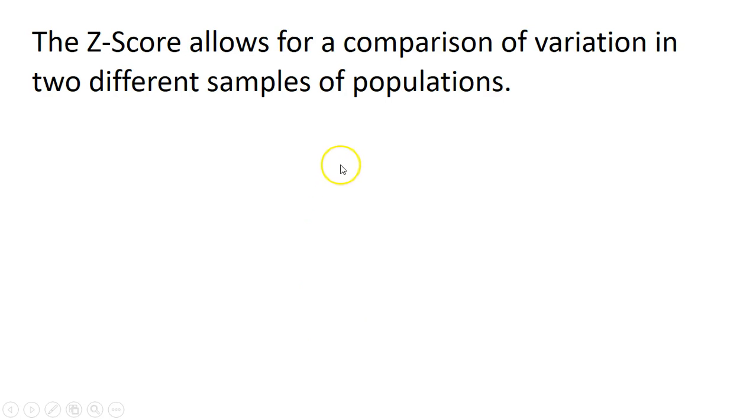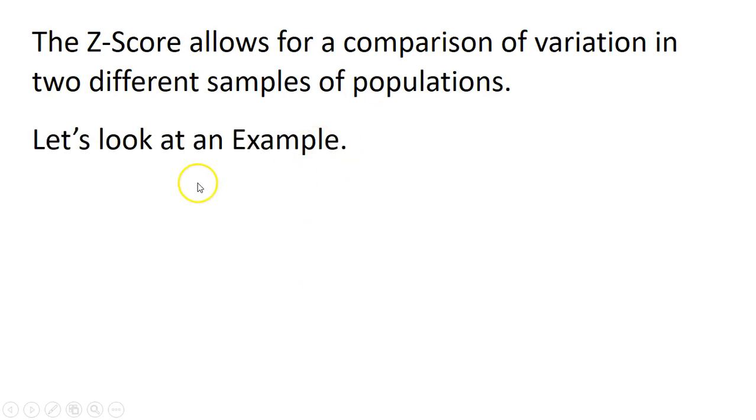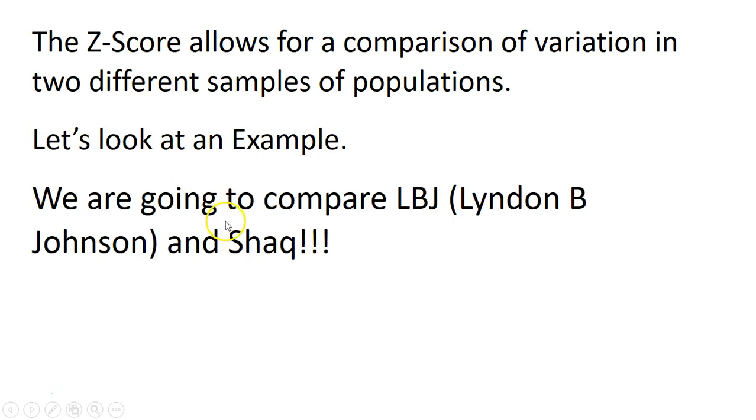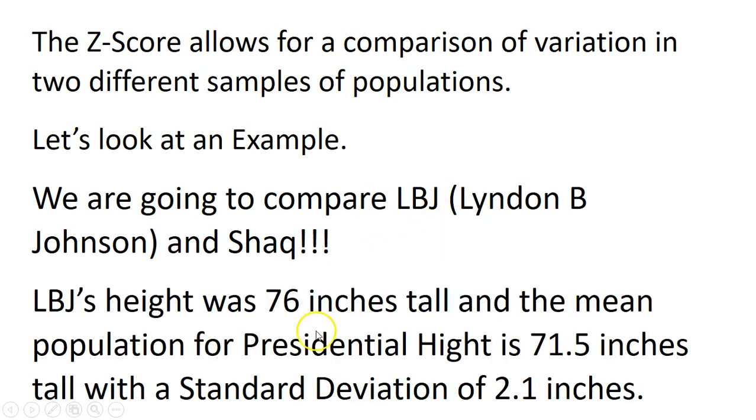The z-score allows for a comparison of variations in two different samples of populations. So take a look at an example. If we are going to compare Lyndon B. Johnson and Shaq, right? Obviously, everyone wants to compare those two, right? Lyndon B. Johnson and Shaq.